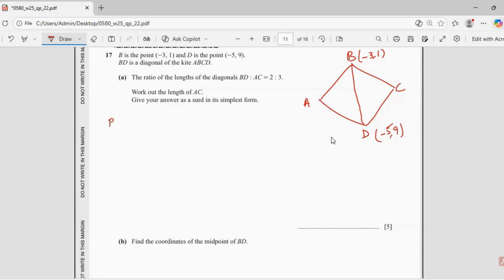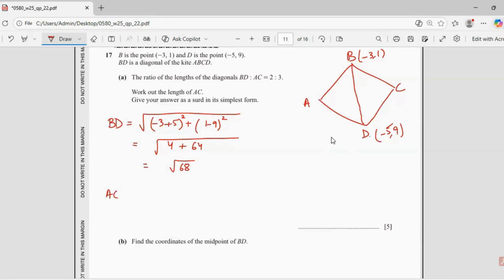Now let's first find the length of BD. This is under root of minus 3, this minus this is plus 5, the whole square, plus 1 minus 9 whole square. This is equal to under root of 4 plus 64, which is equal to under root of 68. Now this is root of 68 and the ratio of the length of diagonals BD is to AC.